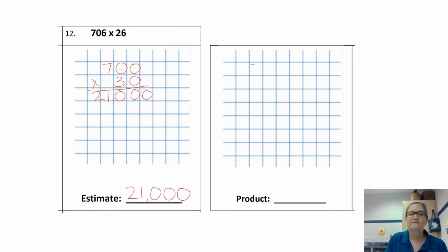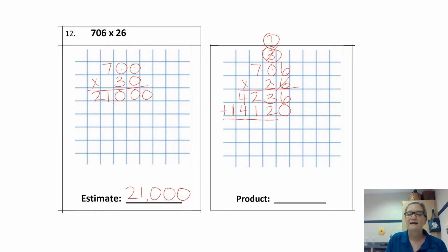And now we have 706 times 26. 6 times 6 is 36. 6 times 0 is 0, plus 3 is 3. 6 times 7 is 42. I'm done multiplying by the 6. Add a 0 as a placeholder. 2 times 6 is 12, carry the 1. 2 times 0 is 0, plus 1 is 1. 2 times 7 is 14. We can't carry, so we just put the 1 there.